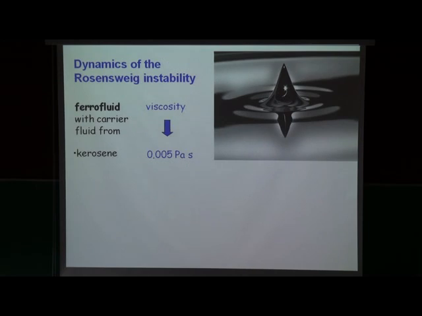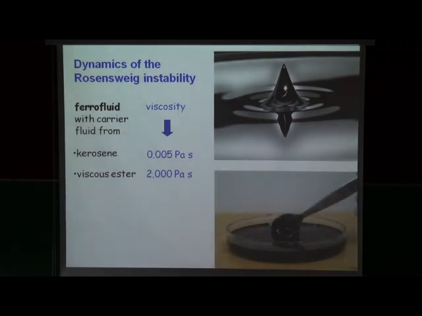Here, as I mentioned before, with the standard liquids, we have a viscosity in the range of 5 millipascal seconds. With a carrier liquid like kerosene, this is not possible. But then we thought, okay, let's take a really viscous ferrofluid. This is something which I show you here. So this is really a syrup. This is honey, more or less.